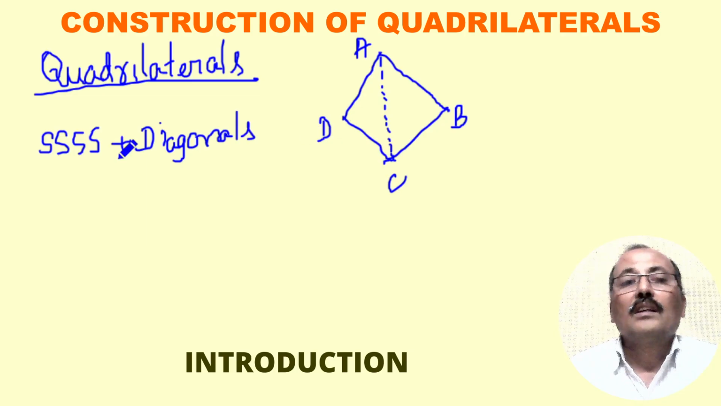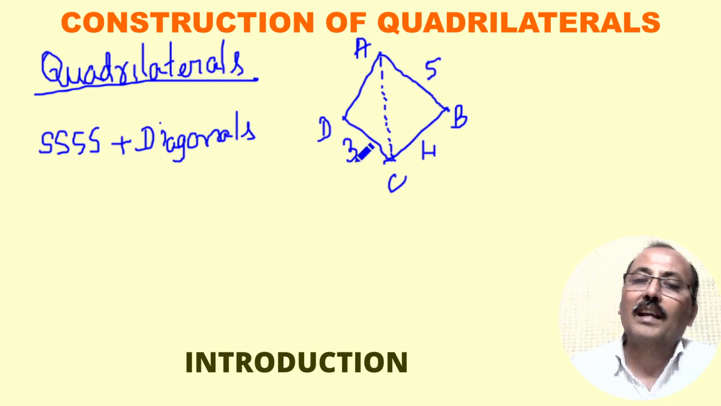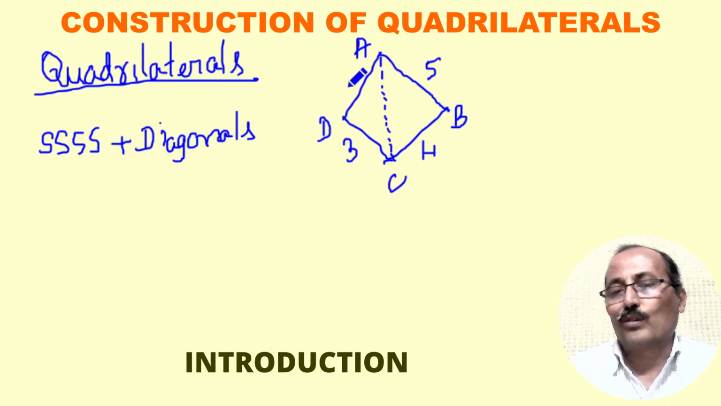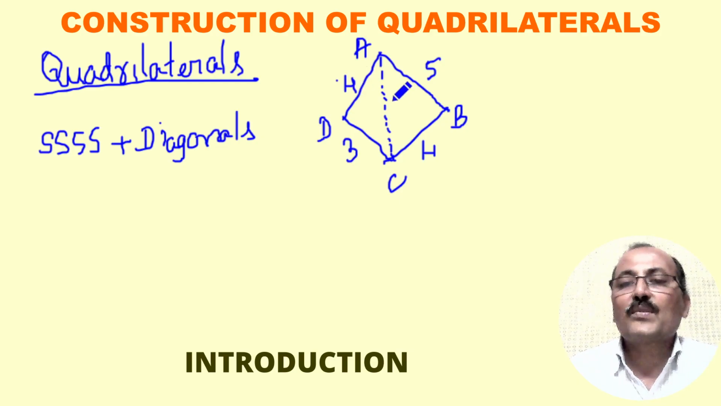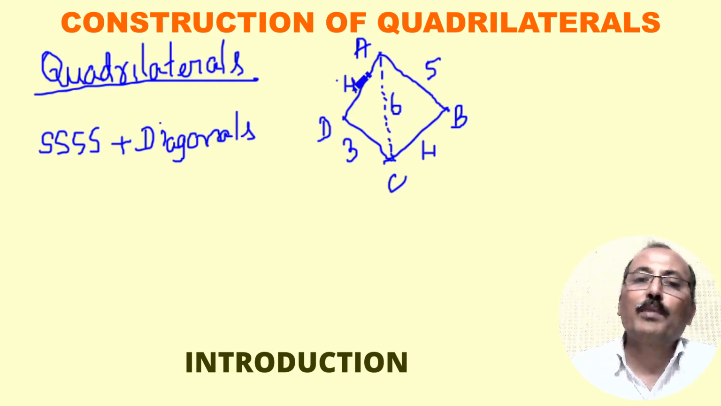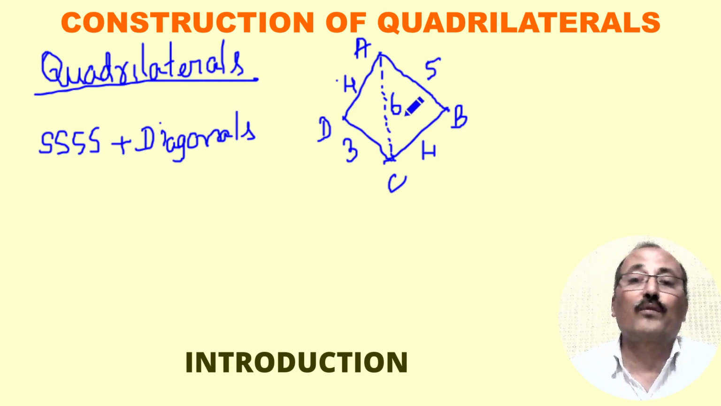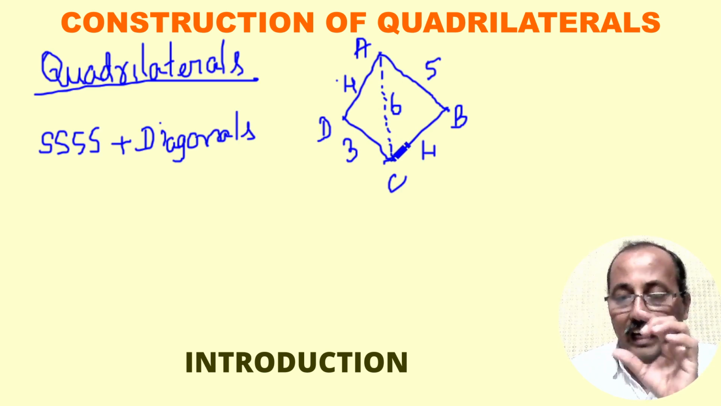Okay, now SSS means I can give the measurements myself. AB 5 centimeter, BC 4 centimeter, CD 3 centimeter. I'll take it less. Okay, here note 2: this also will take 4 centimeter, and this one 6 centimeter. Why? Because 4 plus 5 is 9, greater than 6. 3 plus 4 is 7, greater than 6. That rule should be followed. Suppose I am giving 3 and 4 here and I give 7, then we cannot construct a triangle. Keep that in mind.